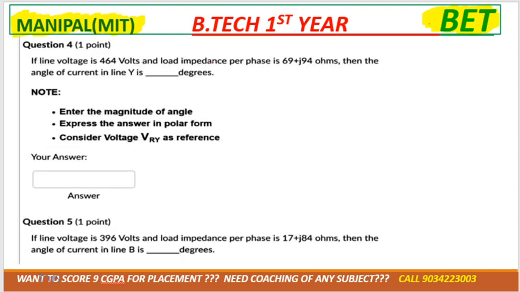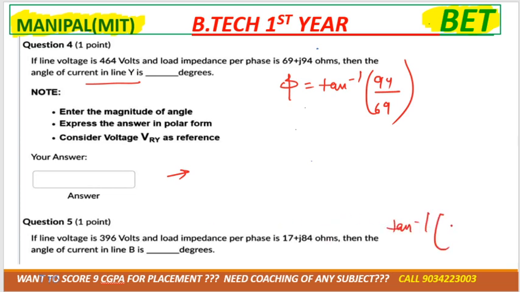So in this case also, phi is how much? Tan inverse of 94 divided by 69. Okay. Again they are asking the angle only. So tan inverse 84 divided by 17. Okay.